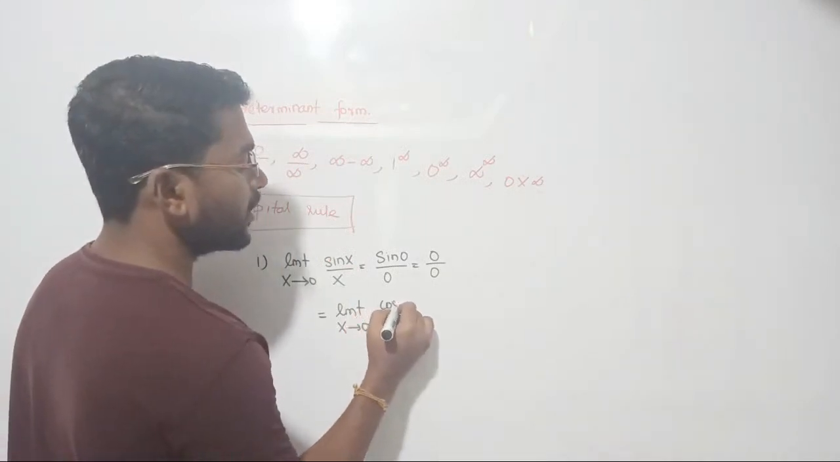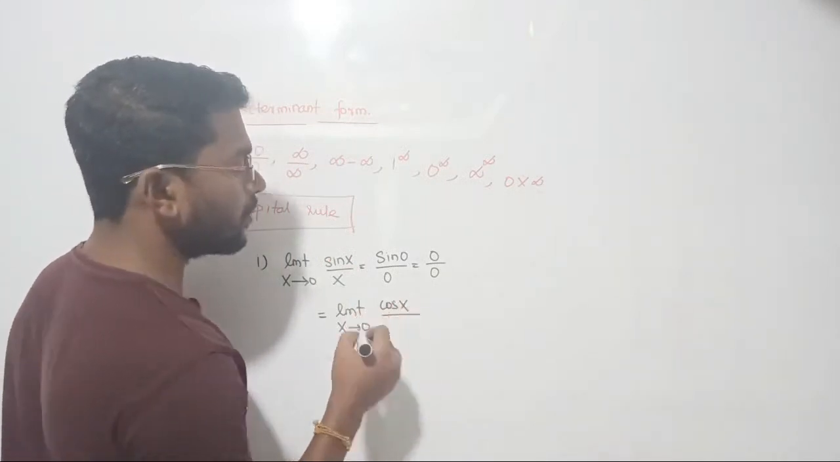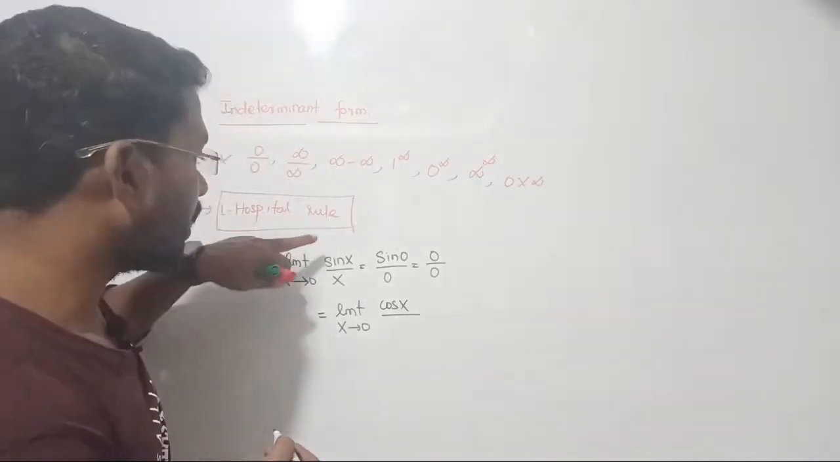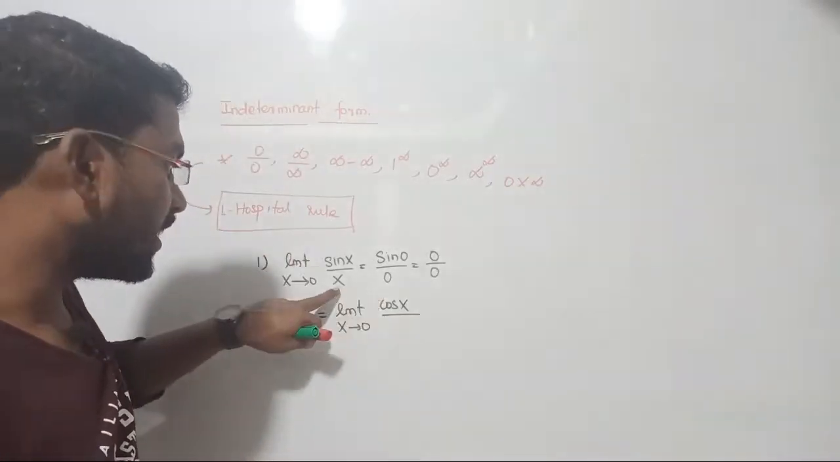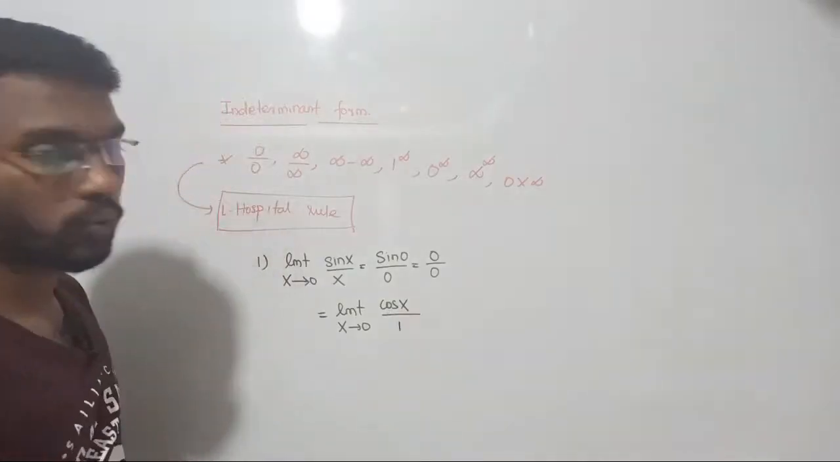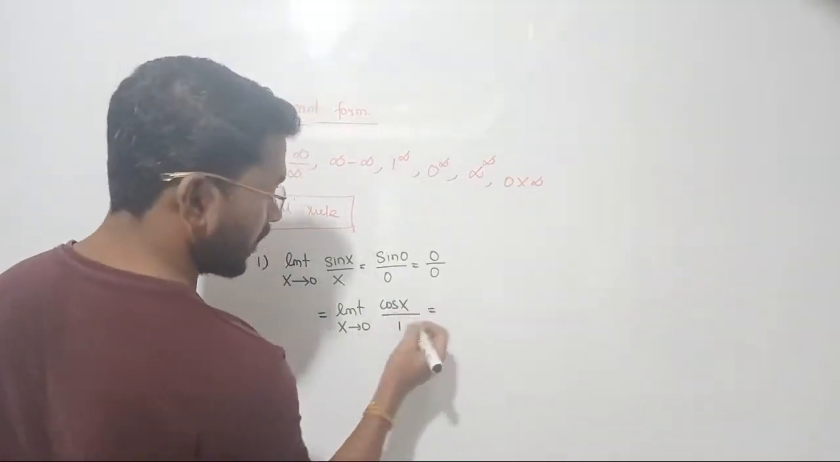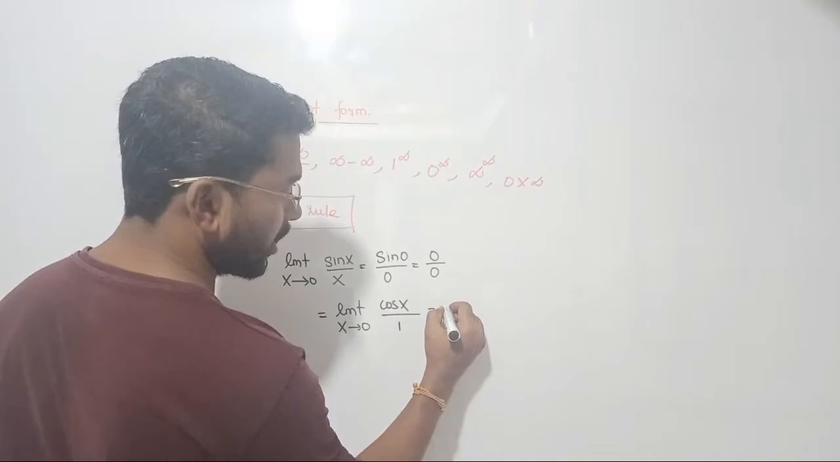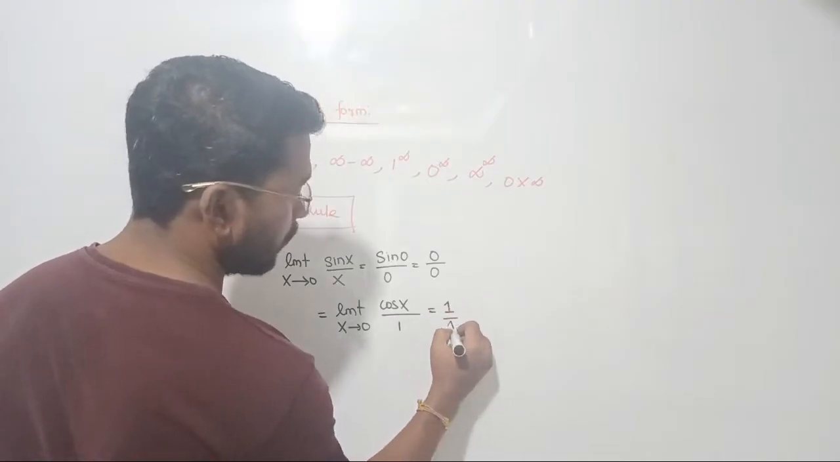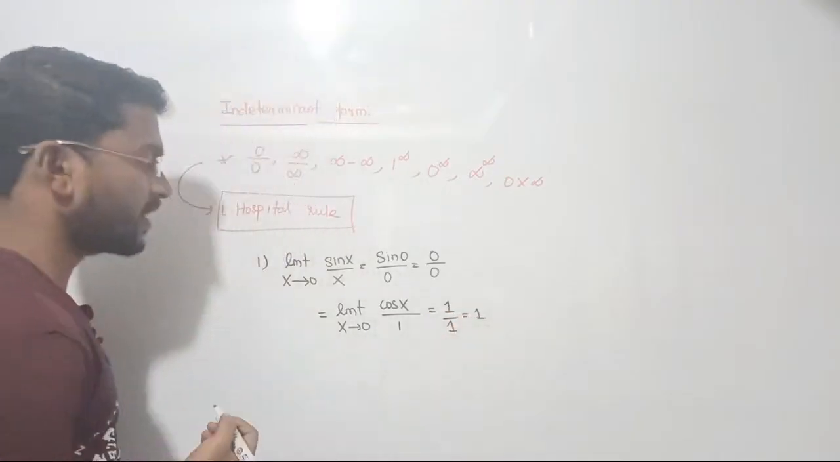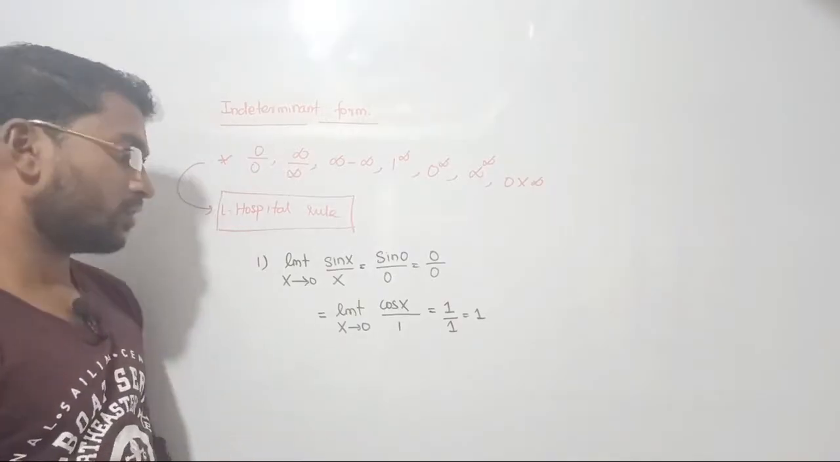Your numerator is being differentiated separately and denominator will be differentiated separately. If I differentiate the numerator alone, I get cos x, and if I differentiate the denominator alone, you are going to get 1, such that now you can substitute the value. If you put x as 0, cos 0 will become 1, such that 1 by 1 will be equal to what? 1. So that is the correct answer for the given function. Clear? Okay, let's continue.